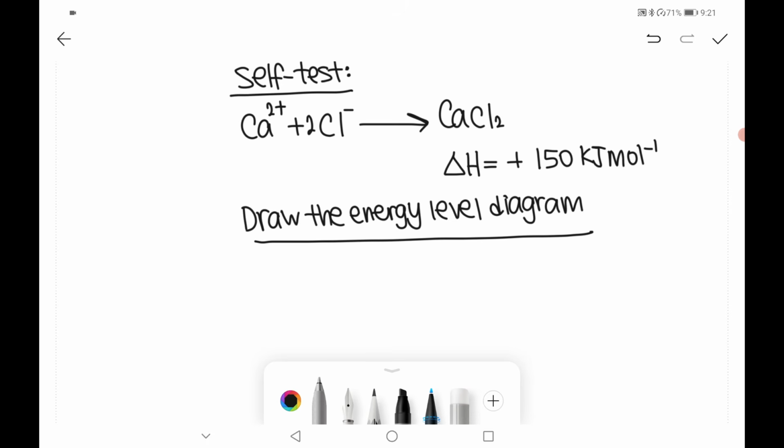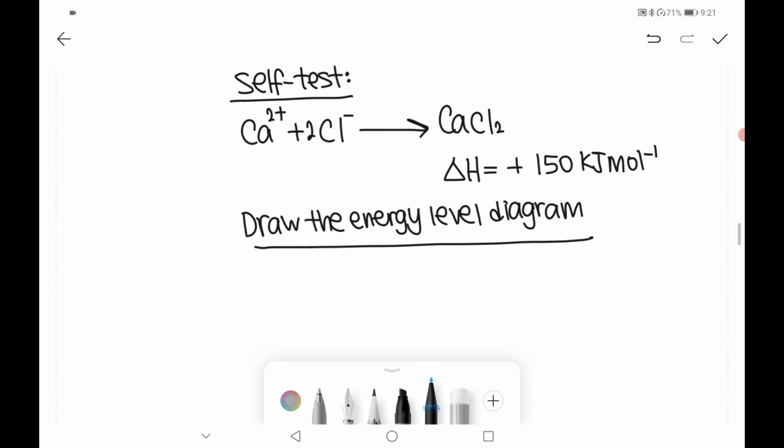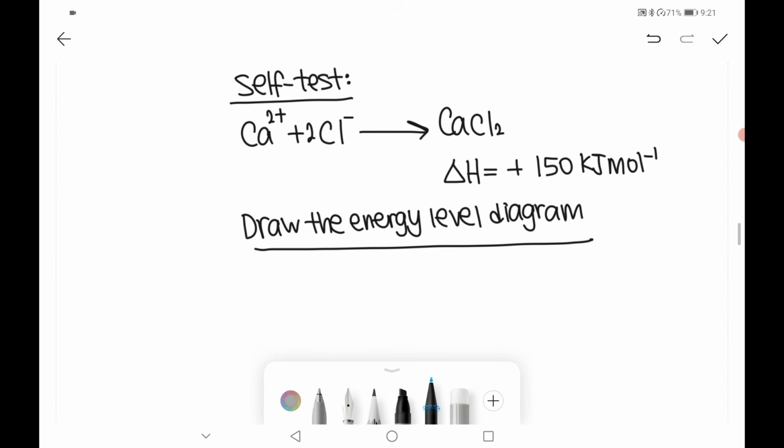So you can pause the video. You can stop the video and try to do this question on your own first. Then only will I go through the answer with you, step by step. So press the stop button and try to do this question on your own first, before we discuss the answer.